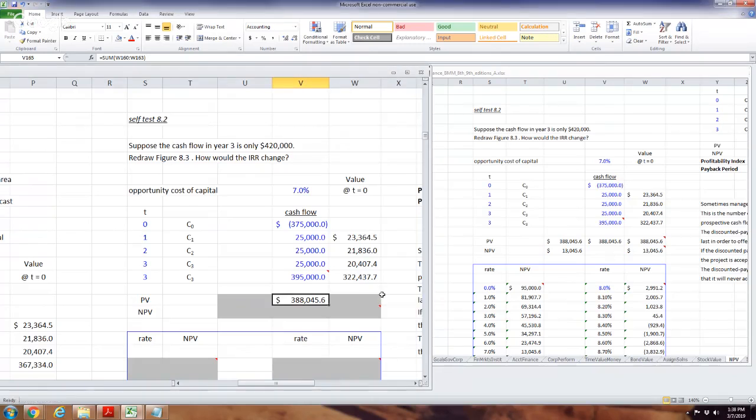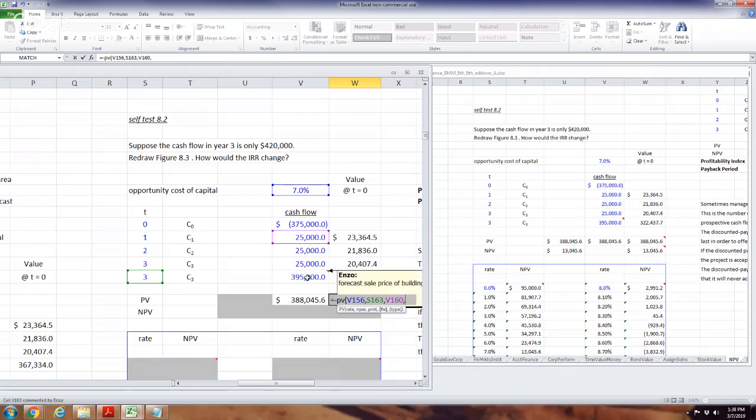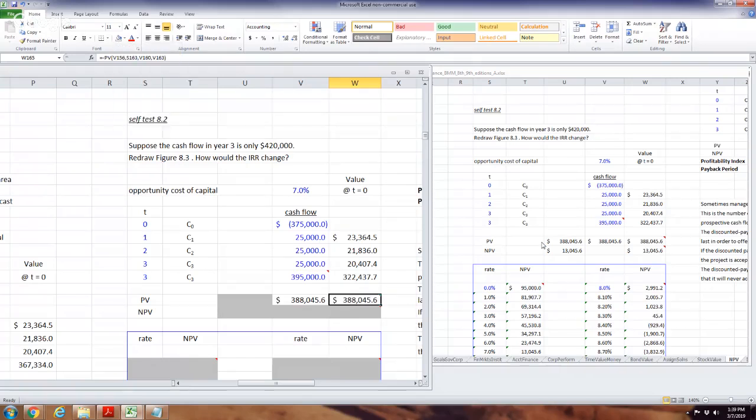Okay, so this is using the PV. Equals PV, parenthesis, a rate of 7%, this is 3 years, 25,000 on your payments, and then 395. There's your 388.45.